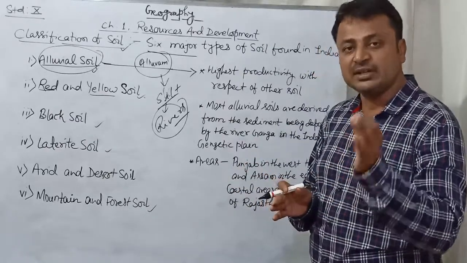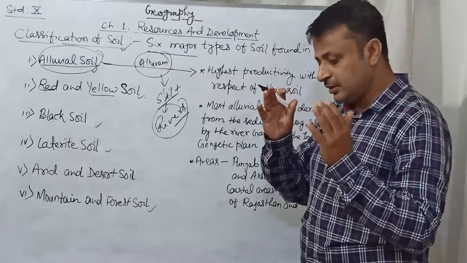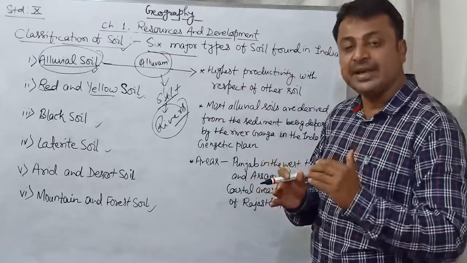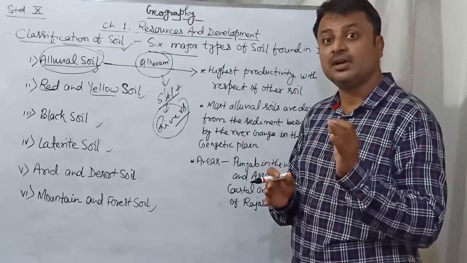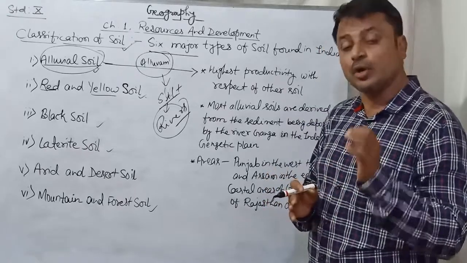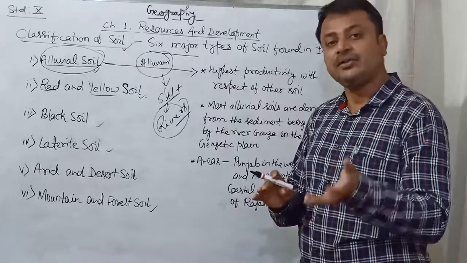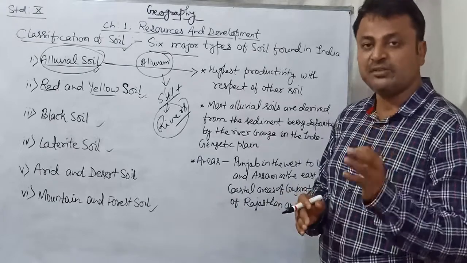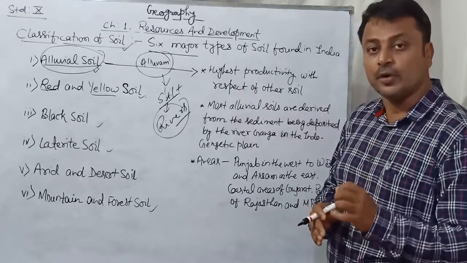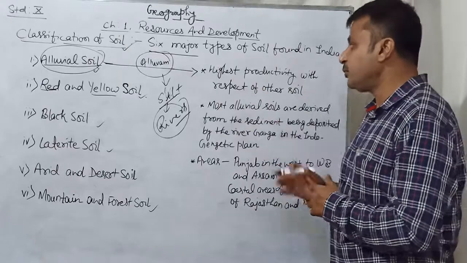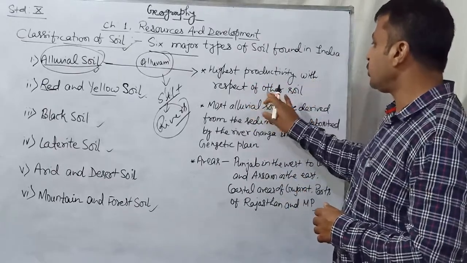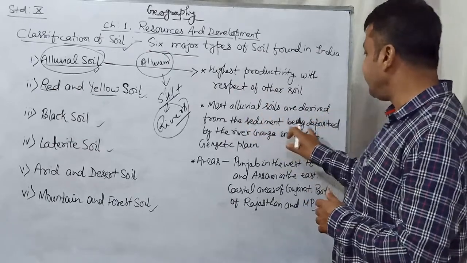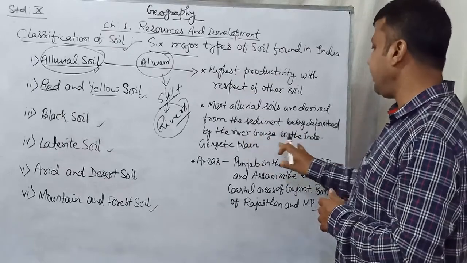Alluvial soil is very much fertile. The Ganga basin or Ganga Brahmaputra plain is called one of the world's largest fertile belts, and it is also called the granary of India. Why is it called the granary of India? It is due to its productivity, its fertility. So it is the best suited soil for agriculture. So as I have written over here, highest productivity with respect to other soil. Most alluvial soil is derived from the sediment deposited by the river Ganga in the Indo-Gangetic plain.